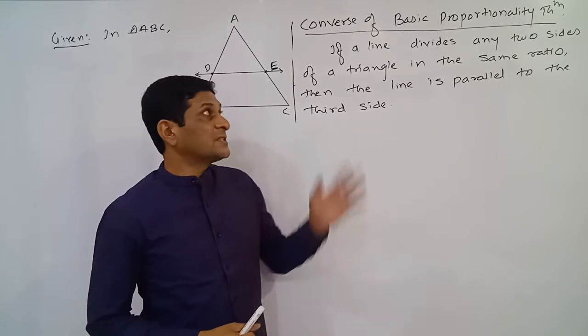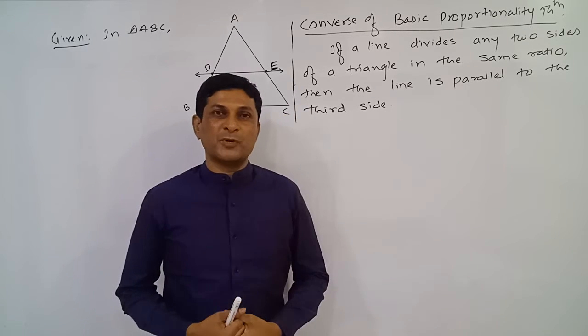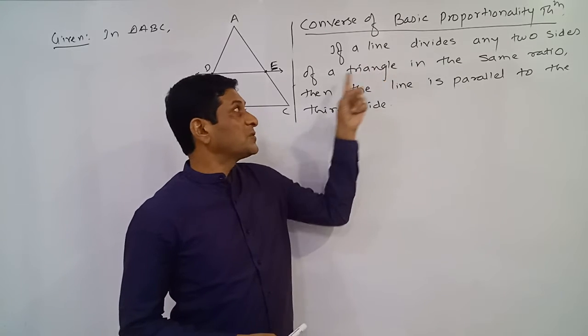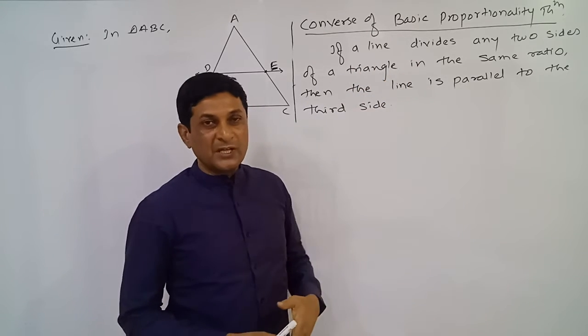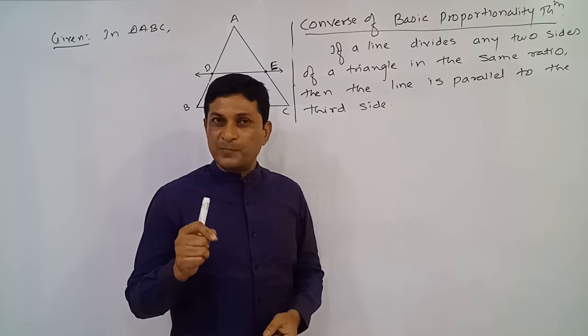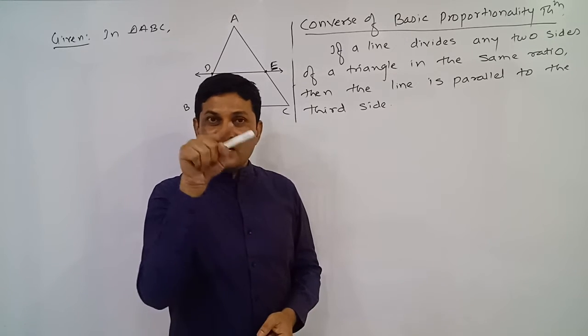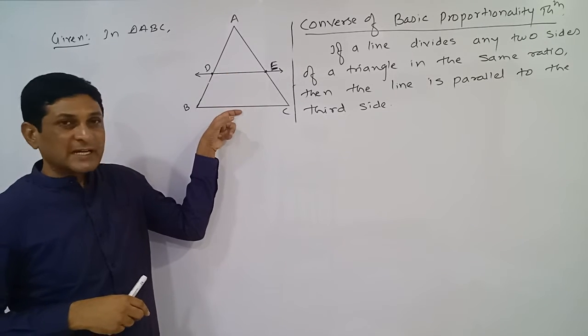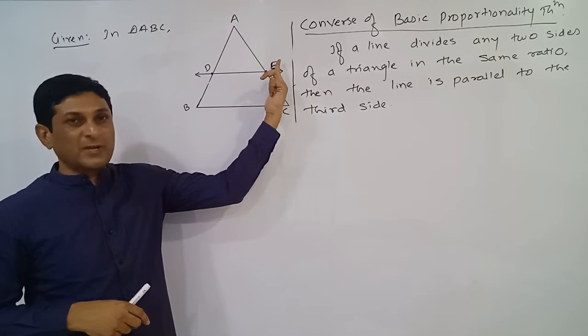So now observe the statement of the converse of the basic proportionality theorem. In this case, a line divides any two sides of a triangle in the same ratio. Then we have to prove that the line is parallel to the third side. So what is BPT? If a line is parallel to the third side, then it divides the other two sides in equal ratio.